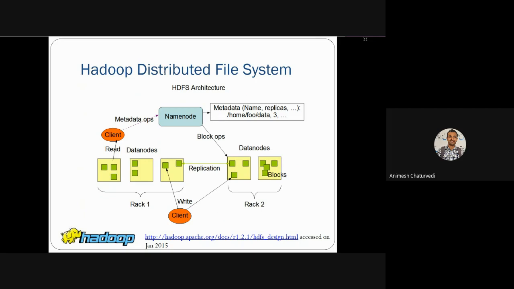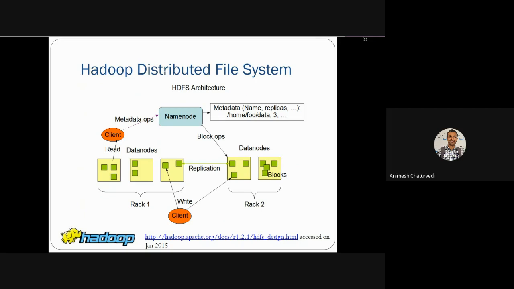What happens actually? The client asks the name node, I want this type of metadata, and that metadata information is given to the client. Once the client gets the metadata information, the client can then get to the data node. So the client starts fetching from the particular data node.